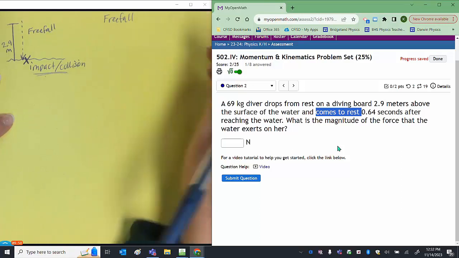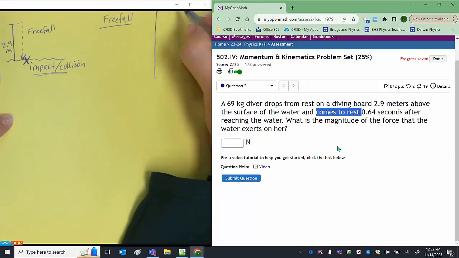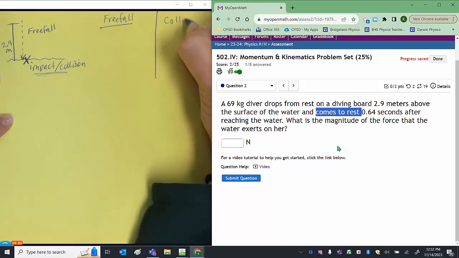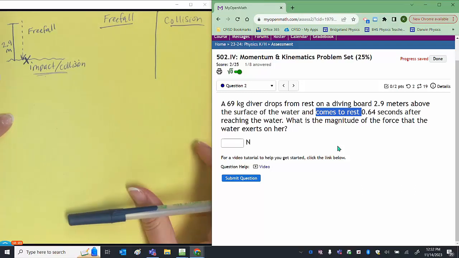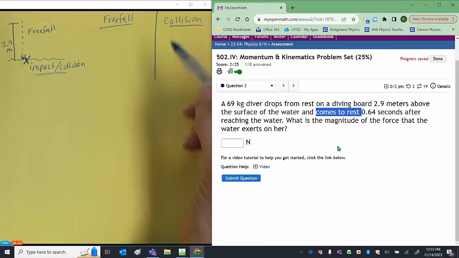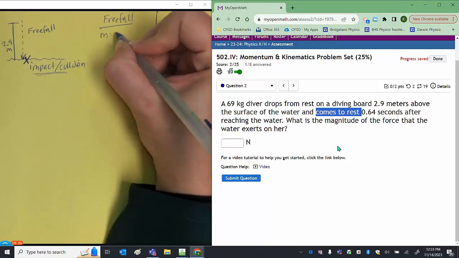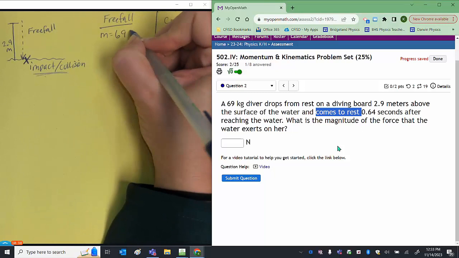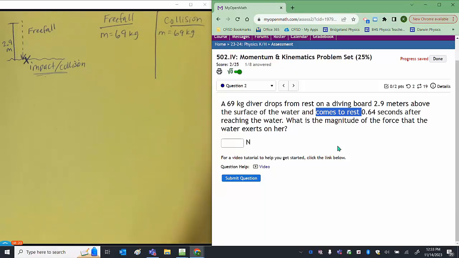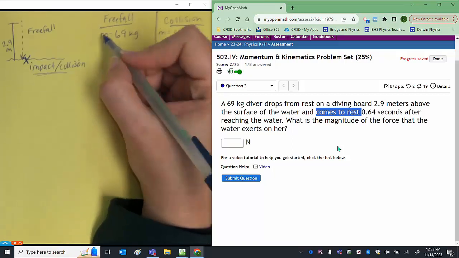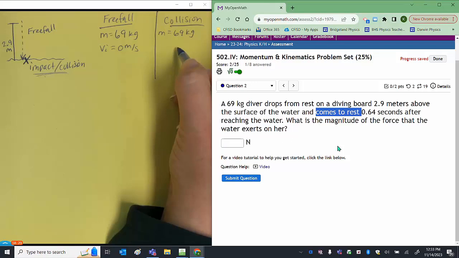like the last one had 2 parts as well. We want to go ahead and separate and make 2 lists of givens. I'm going to list my givens for what I know about the free fall section, and then on a separate little column here, I'm going to list what I know about the collision. It's the same diver in both cases, so I can use the same mass, 69 kilograms. Okay, I know that for the free fall portion that they start at rest, but here I'm not starting at rest.